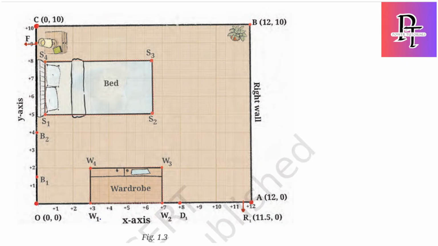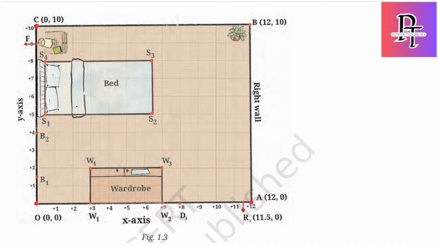We have W1, W2, W3, W4. These are the coordinates for the wardrobe, and then we have D1 here, and R1, maybe it is for the door. And then we have the wall here, it is the border of that room. We have point B, this is the border of here, point A, point C, and point O, and we have B1, B2, and then we have S1, S2, S3. This is for the bed coordinates.